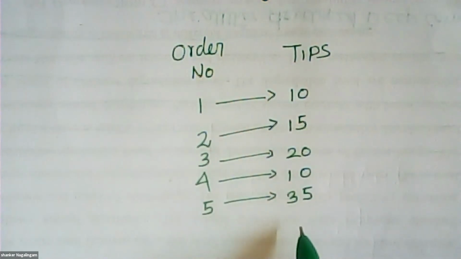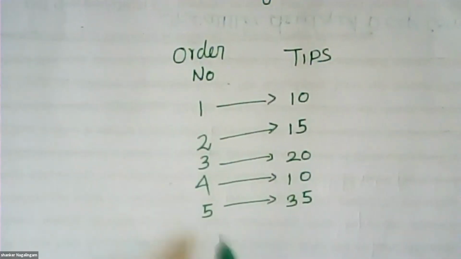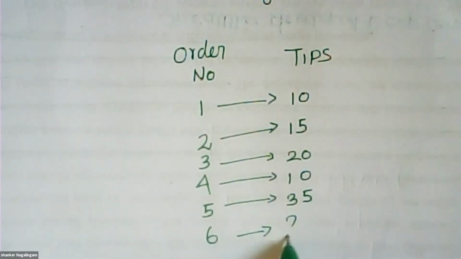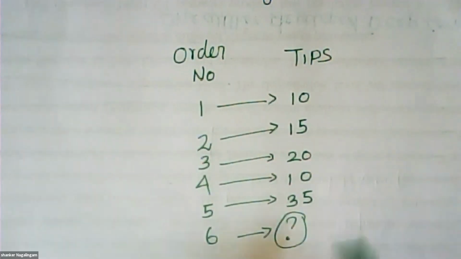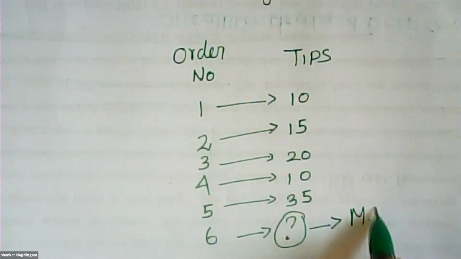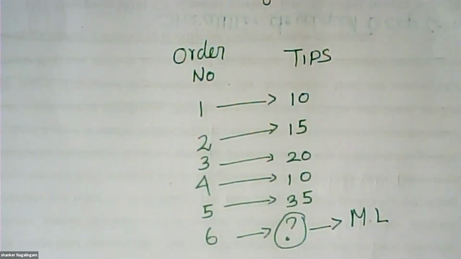Now, this company or your agent who is delivering will need a prediction of what my amount will be if it is the 6th order. This prediction, this calculation, needs statistics, and we call this statistics machine learning. Prediction-based learning is called machine learning.